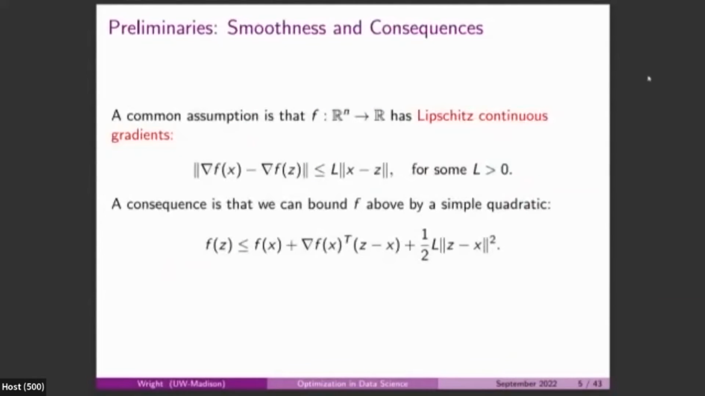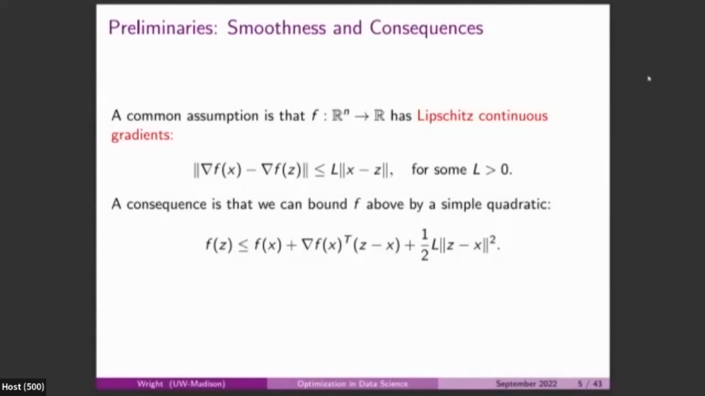Another preliminary, this is the last one, actually there might be one more after this, is about smoothness. So if we're prepared to assume things about the smoothness of f, for example, that its gradients have this Lipschitz continuity property, okay? Then that gives us a lot of tools to use in the analysis of optimization methods applied to f. So for example, if we know that L is a Lipschitz constant for the gradients, we can immediately bound f above by this quadratic, okay?